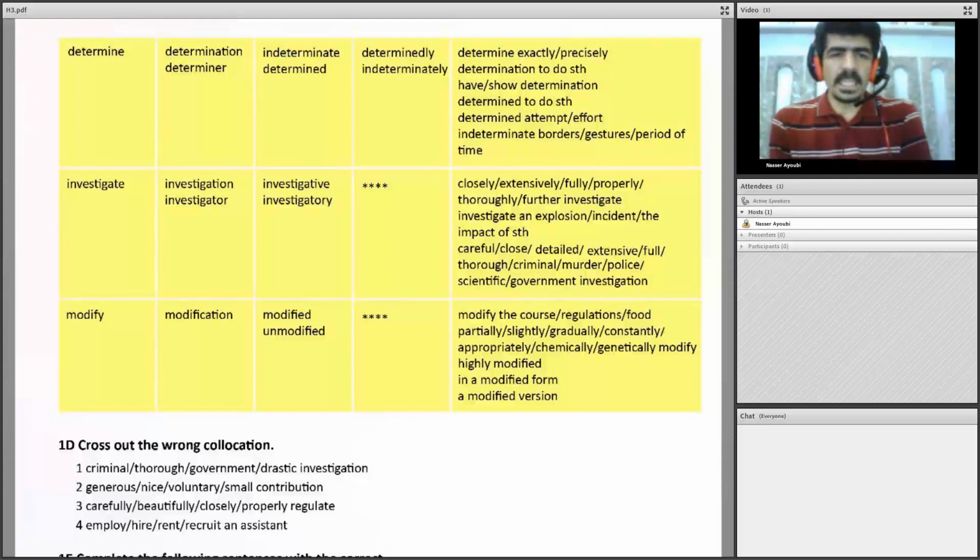Indeterminate as an adjective means vague, undefined, not exactly known. Indeterminate: something that can't be identified. Collocations: determine exactly, determine precisely, determination to do something, have determination, show determination, determined to do something, determined attempt or determined effort, indeterminate borders, indeterminate gestures, indeterminate period of time.